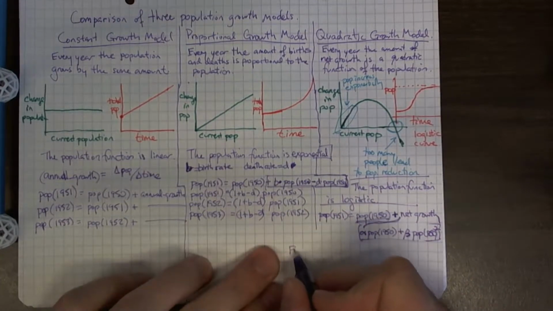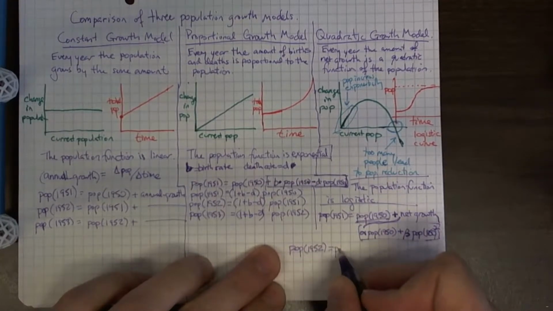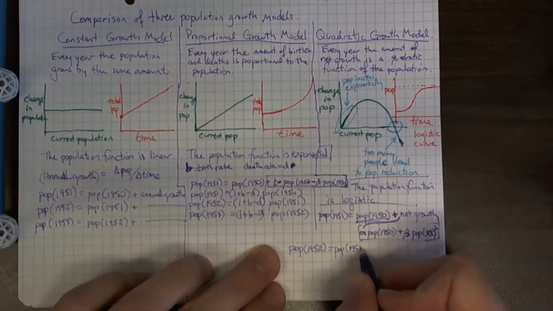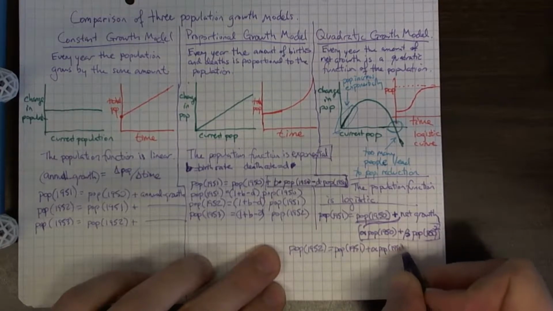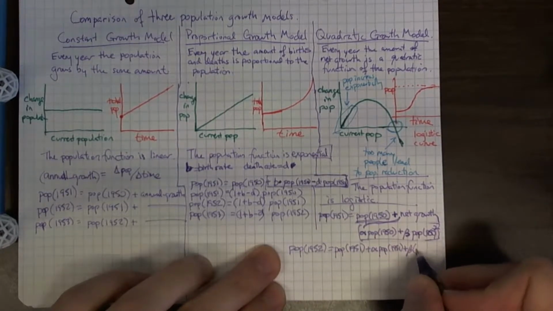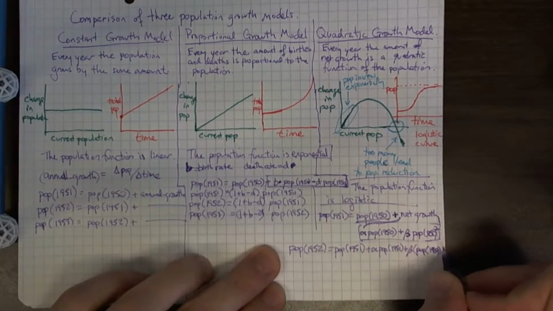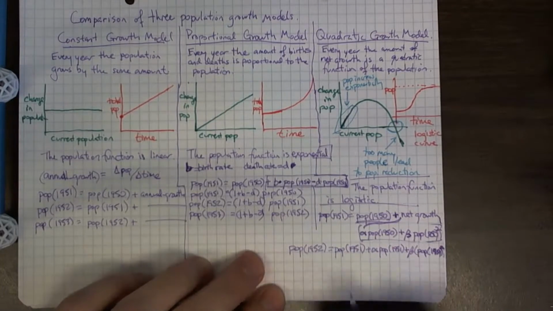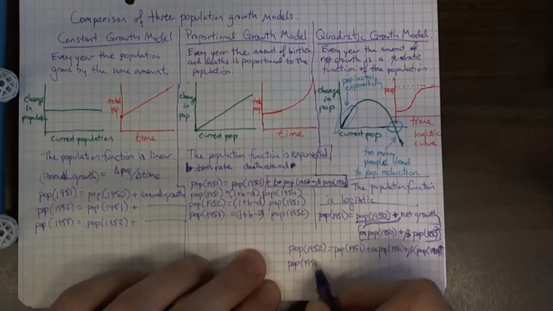All right, and similarly, the population in 1952 is going to be equal to the population in 1951 plus alpha times the population in 1951 plus beta times the population of 1951 squared. And then we can do that again, population of 1953, etc.